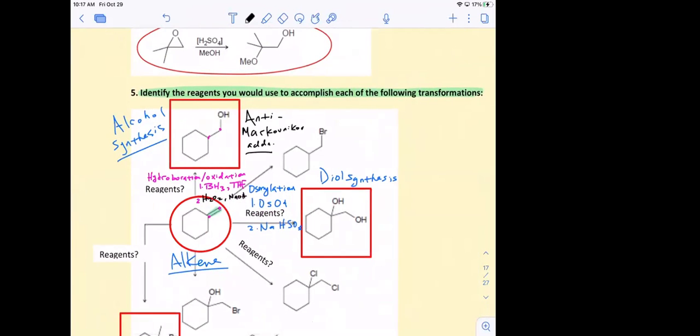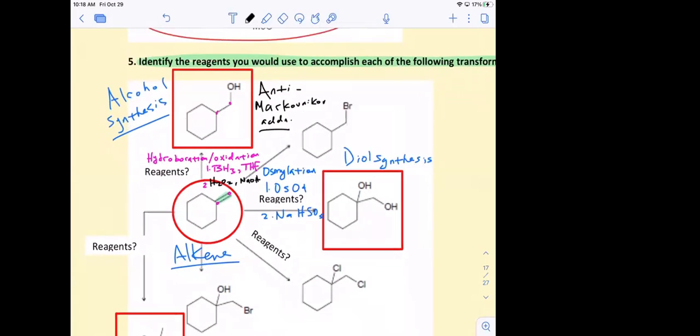Questions about that one? Again, the regiochemistry gives it away. The fact that the OH is on the least substituted carbon in that alkene is a dead giveaway that in order to get from the alkene to the alcohol, we had to do hydroboration followed by oxidation. This is good. All right. Let's look at the next one.